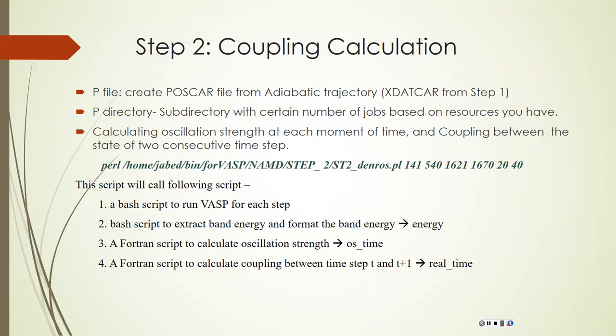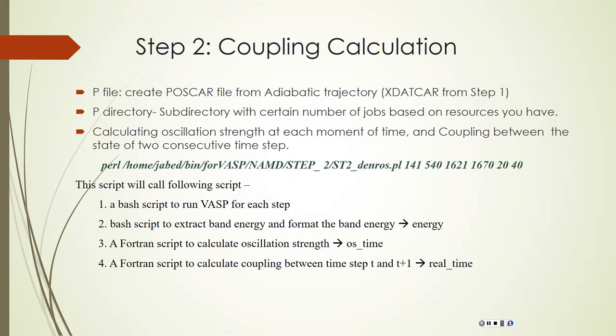After step 2, we will get a real file, which means the coupling. We will get an OS file, which is for oscillation strength, and we will get an energy file. The energy of the 400 bands for these 50 steps is written in this energy file.